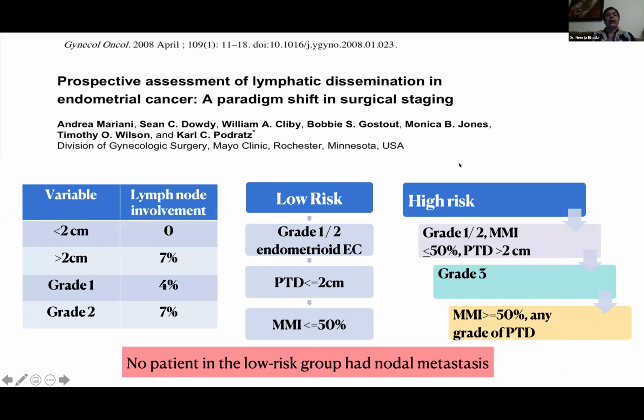And if we look at this study, which came out of the Mayo Clinic group, we can see very clearly that depending upon the size of the tumor, less than 2 centimeters, 0 lymph node involvement, more than 2, 7%, grade 1, 4%, grade 2, 7%. No patient in the low risk group had nodal metastasis, and the rest of them, of course, we know are coming in the high risk group.